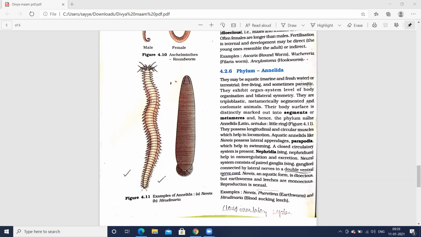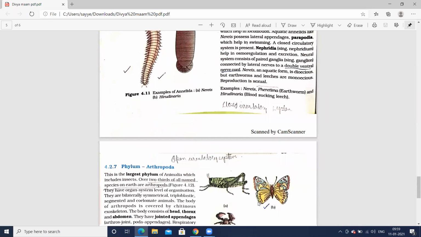What is the difference between dioecious and monoecious? If both the sexes are present in one individual, just now we had done, then they're known as monoecious. So they could be dioecious, they could be monoecious. And which mode of reproduction is there, sexual or asexual? Sexual. Okay. When I talk about Nereis, the most important feature is the presence of parapodia. And when I talk about Hirudinaria, which leech is this? Blood-sucking leech. Yes, this is the blood-sucking leech.